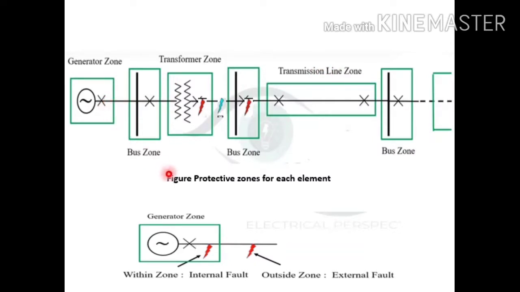Any fault which is occurring within the zone will cause the tripping of the relay and causes the opening of circuit breaker located within that zone only. If the fault takes place outside the zone, which is indicated as a blue color, it is called an external fault, which will not operate either in the transformer zone or in the bus bar zone. So the relay is not going to operate in this case.